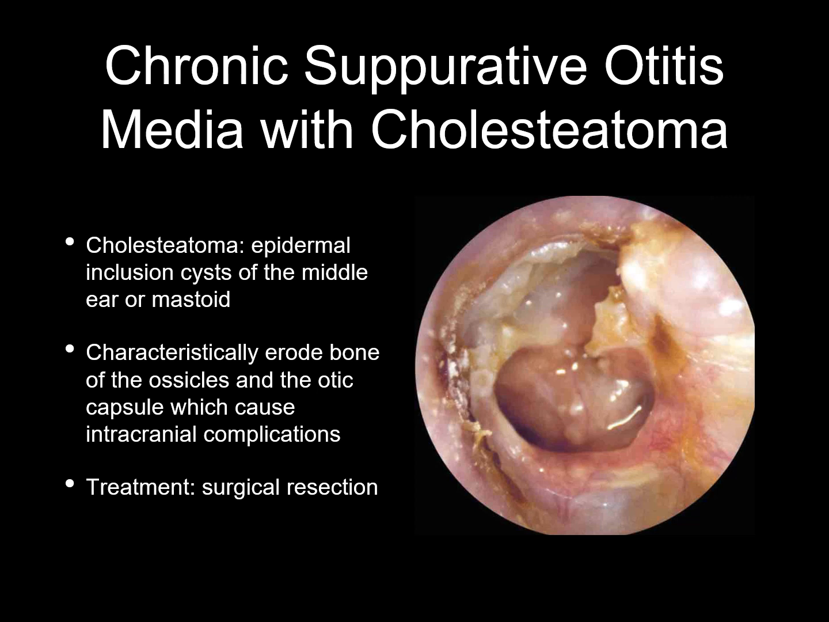Chronic suppurative otitis media with cholesteatoma. Cholesteatomas are formed due to recurrent or chronic ear infection, and they are epidermal inclusion cysts of the middle ear or mastoid. They characteristically erode bone of the ossicle and otic capsule, which can cause intracranial as well as extracranial complications. The treatment is surgical resection through mastoidectomy.